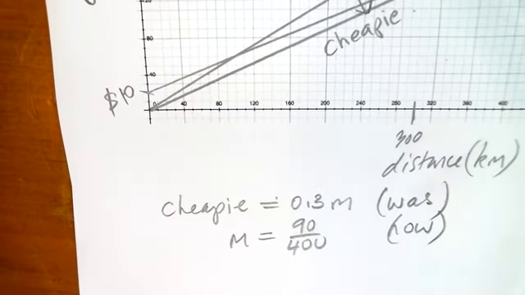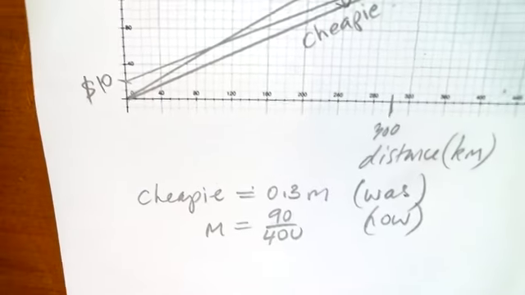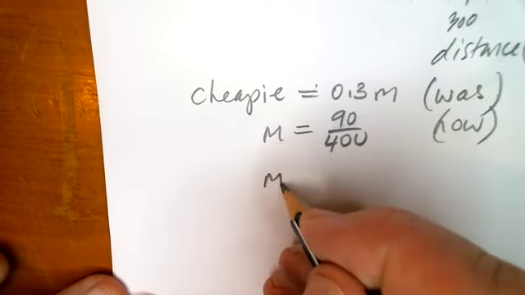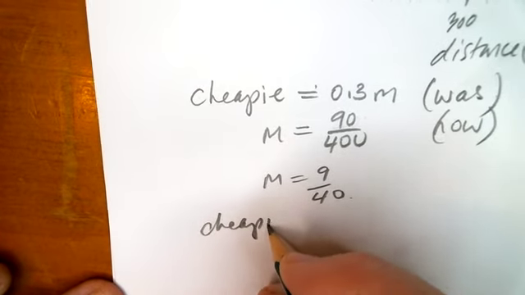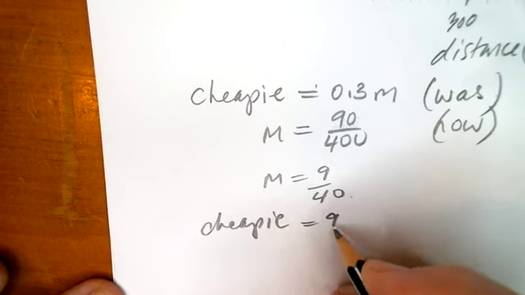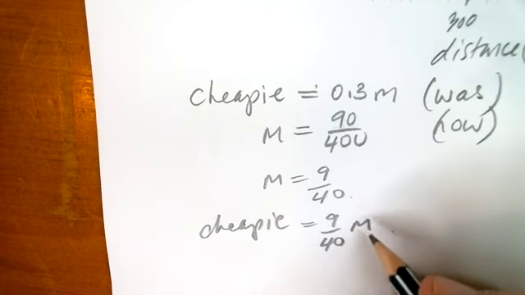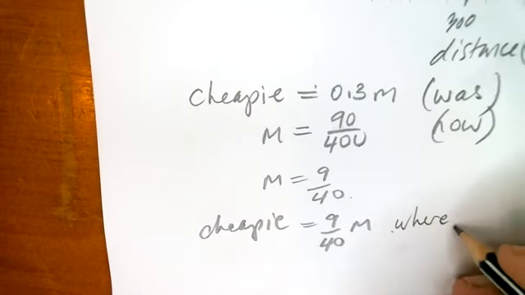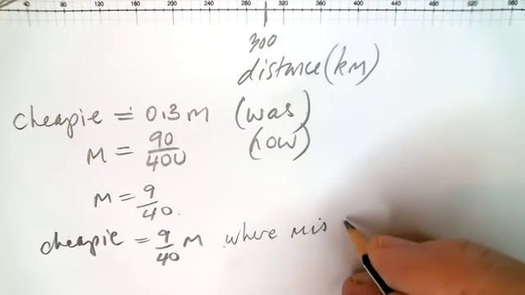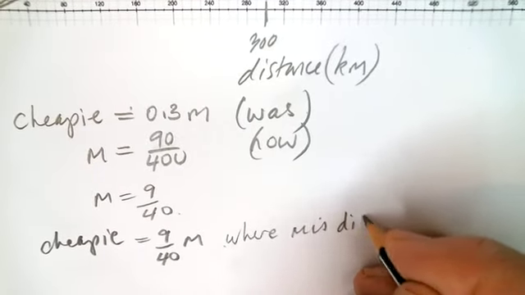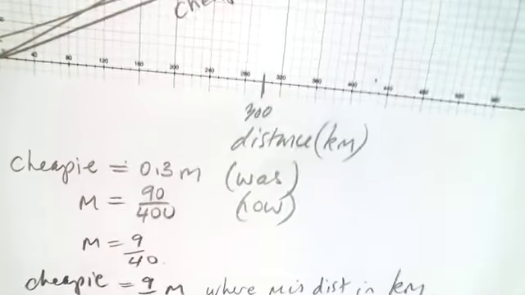So 90 over 400, that's 9 over 40. I'm just going to leave it as 9 over 40. I think that's really quite good. M is 9 over 40. So Cheapy now has an equation of 9 over 40 M, and again, you want to say where M is the distance in kilometers. So you want to say that. That would do it. That would certainly get it.